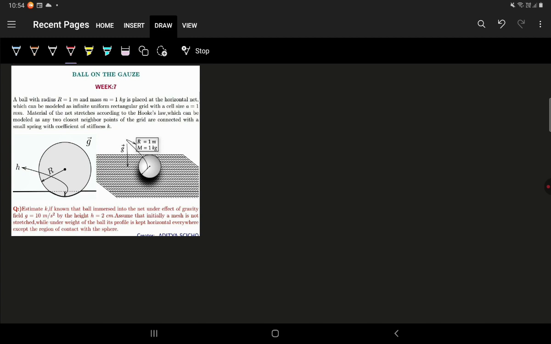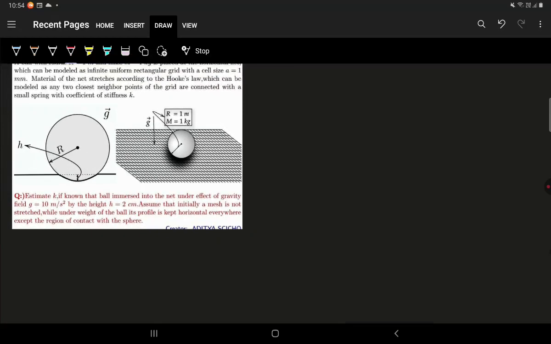It is known that the ball is immersed into the net under the effect of gravity, and we are to assume that initially the mesh is not stressed, and under the weight of the ball its profile is kept everywhere horizontal except the region in contact with the sphere. This statement basically says that this is my wire mesh, which I am marking with red color, and after putting the ball it depresses by some height h, and the wire mesh takes a form like this. Basically it will form a part of a sphere, depressed due to the ball.